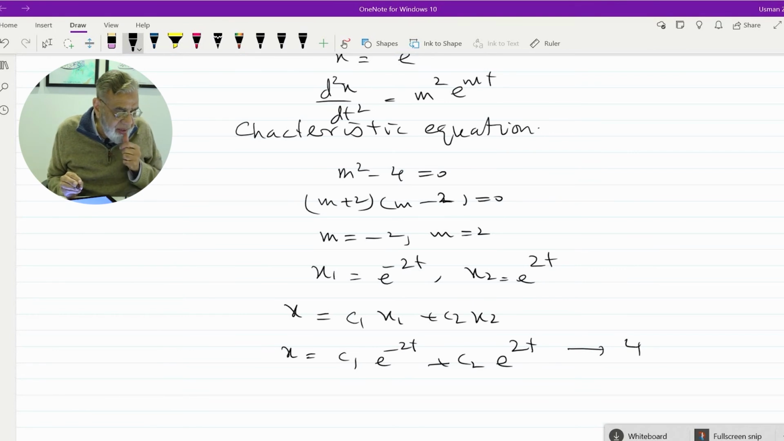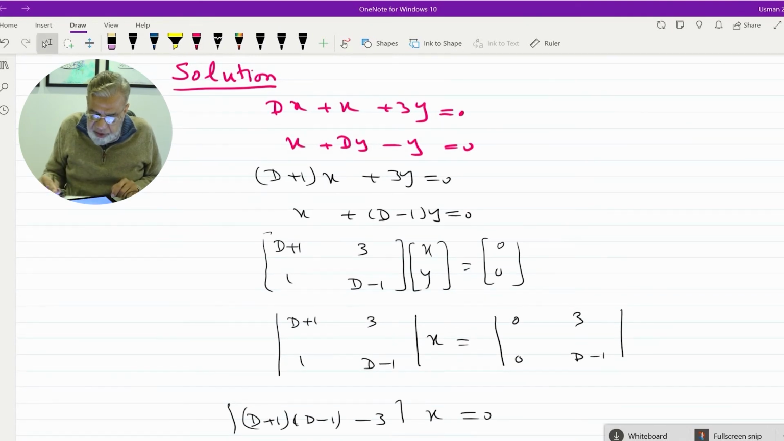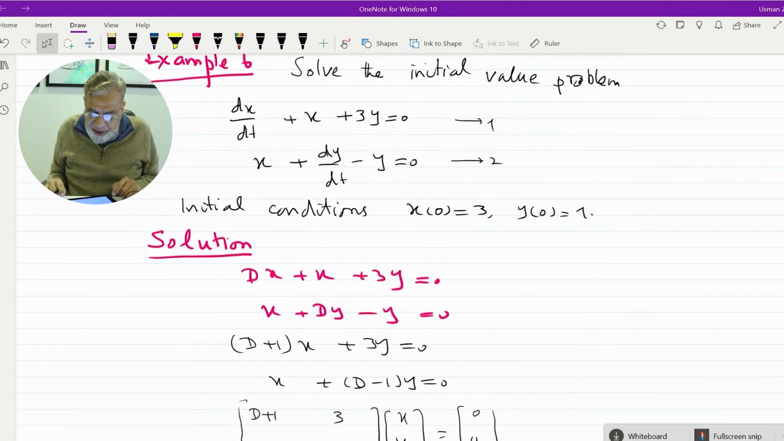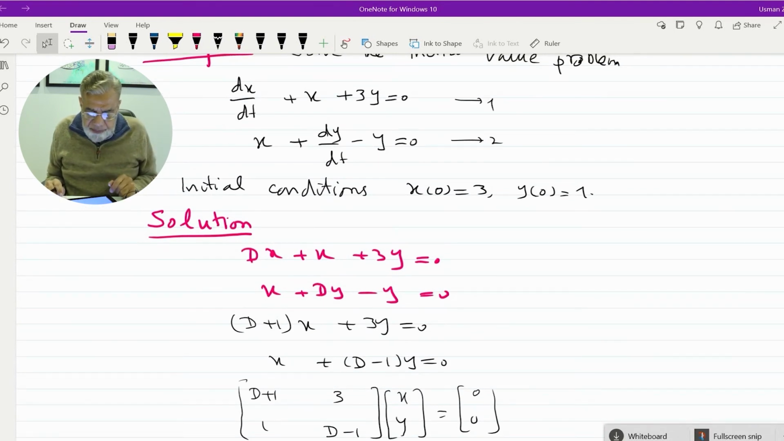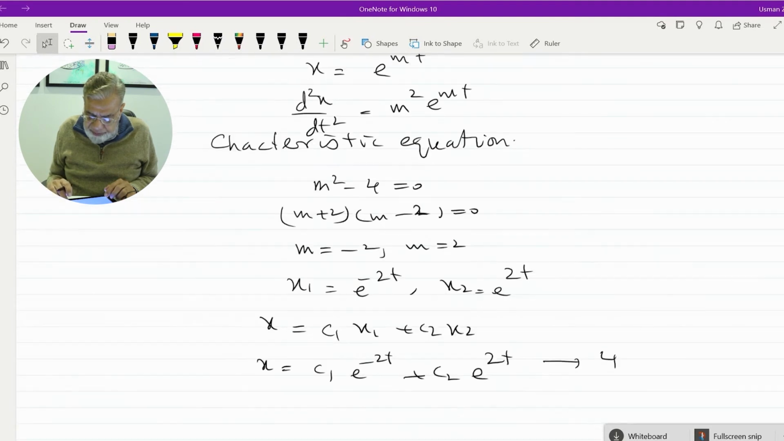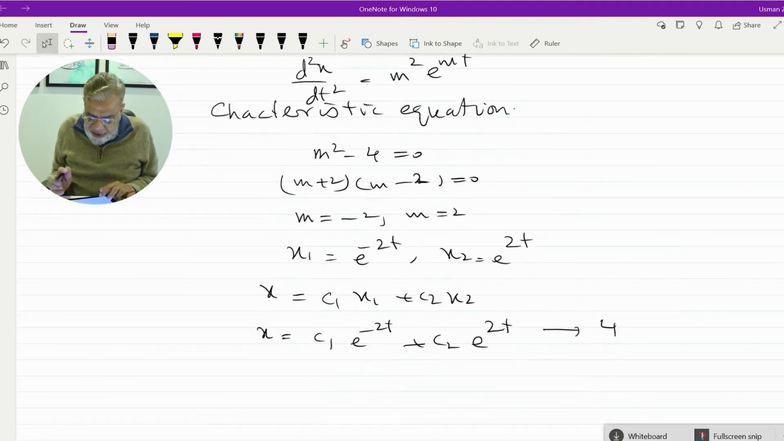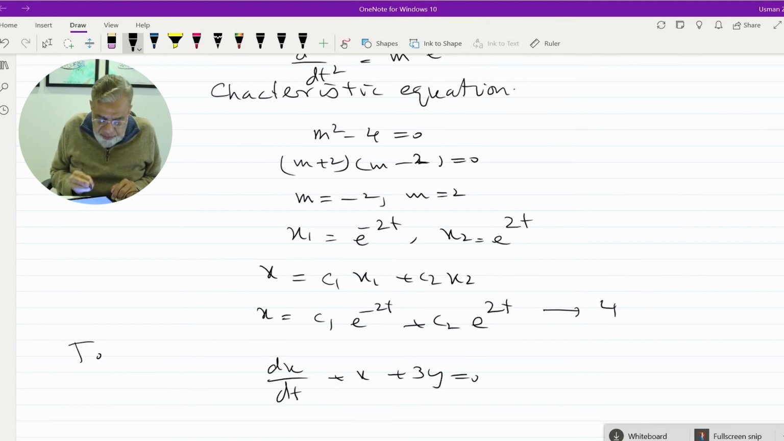So I can just take this solution and substitute it in my equation 1. My equation 1 gives 3y equal to minus dx by dt plus x, where I have the value of x. My equation is dx by dt plus x plus 3y equal to 0. Here we want to find y.